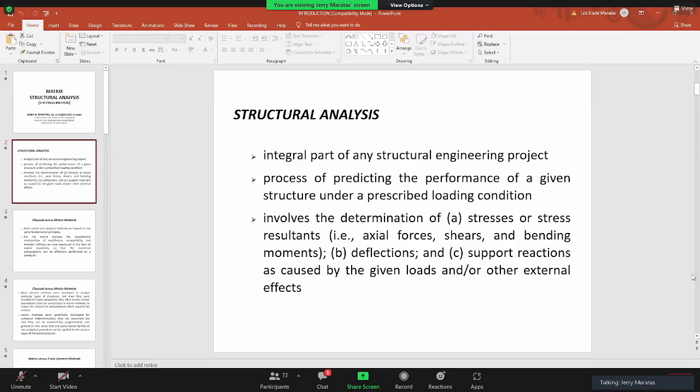So before we can design a structure, we need to analyze it first. We need to determine the stresses developed on the members caused by the applied loads, whether it's a dead load or live load or environmental loads like earthquakes and wind loads.